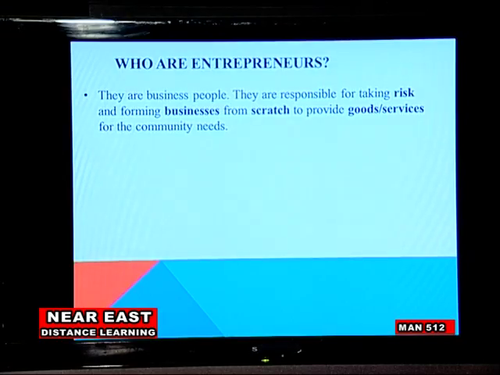So innovations are started by entrepreneurs. So who are entrepreneurs then? They are business people. The main idea behind it is to make profit, and they are responsible for taking risk and forming a business, normally from scratch, to provide goods and services for the community's needs. So they aim to provide goods which will be demanded, which will be needed by the community. They start a business from zero, and one of the main stimuli is profits and customer satisfaction. Make customers happy about their products.